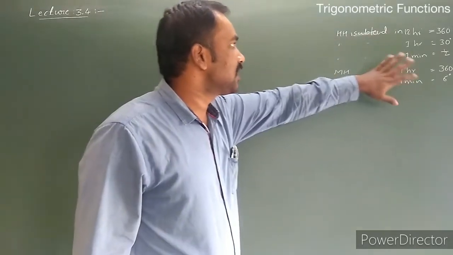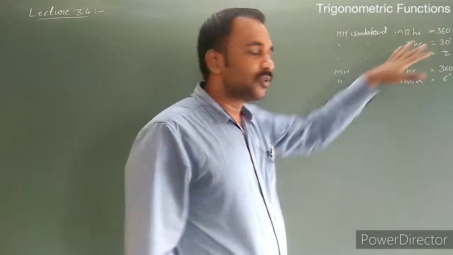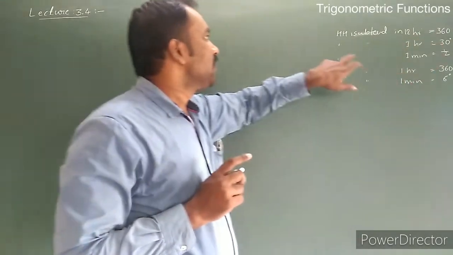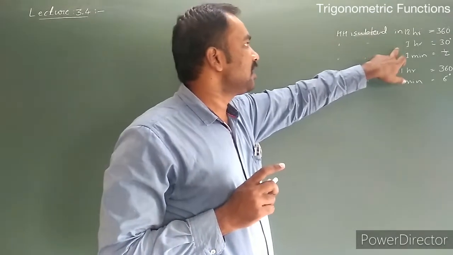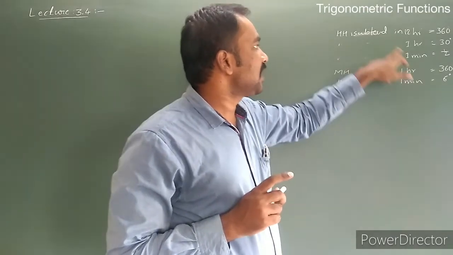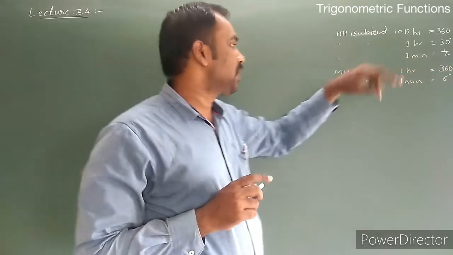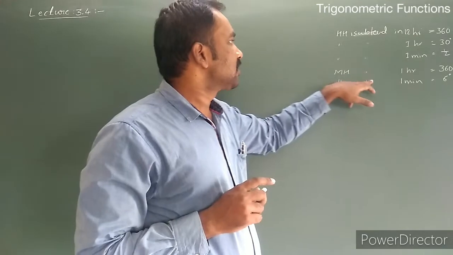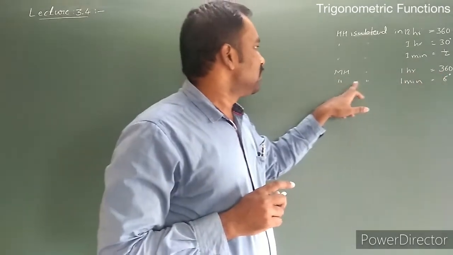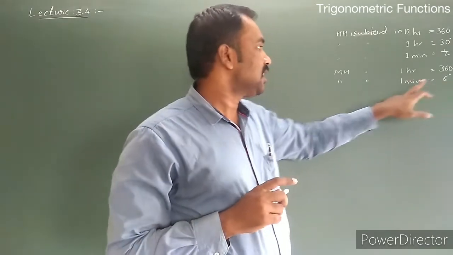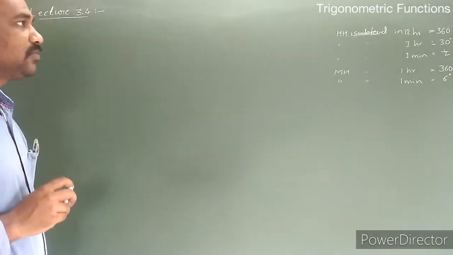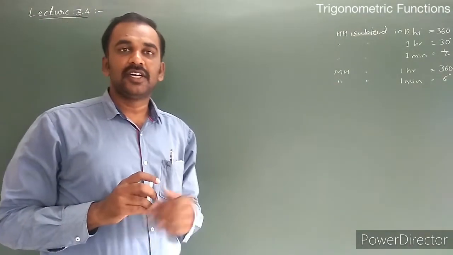So, to complete one rotation, the hour hand takes 12 hours, which is 360 degrees. The hour hand subtends an angle of 30 degrees in 1 hour, and half a degree in 1 minute. Similarly, the minute hand subtends 360 degrees in 1 hour, and 6 degrees in 1 minute. Based on these results we have solved a few problems.